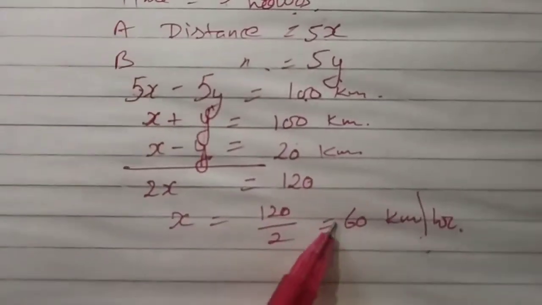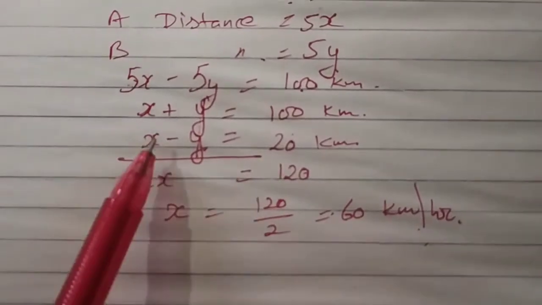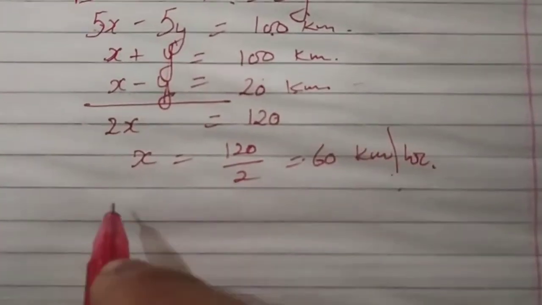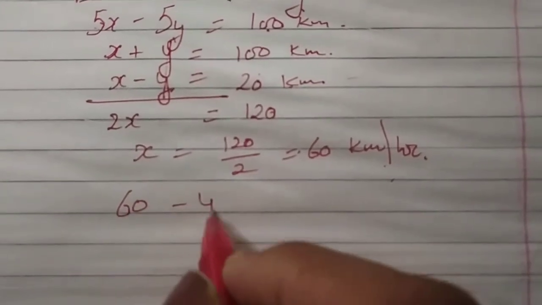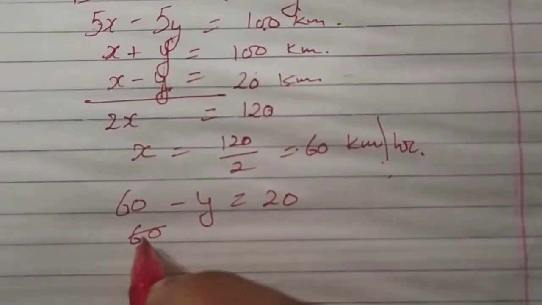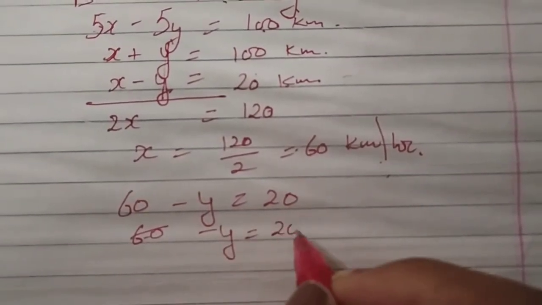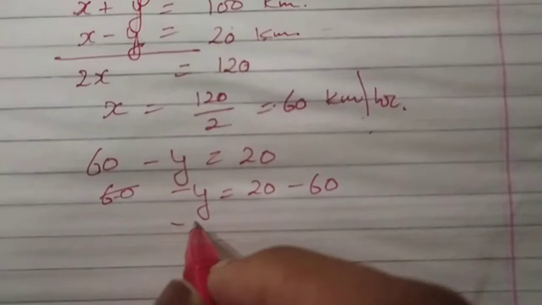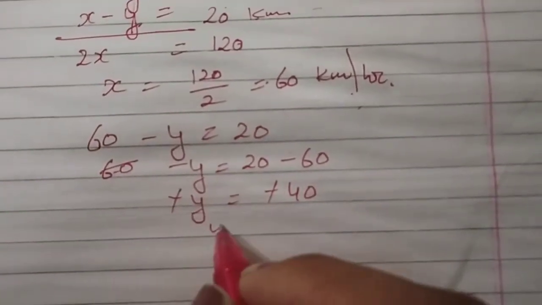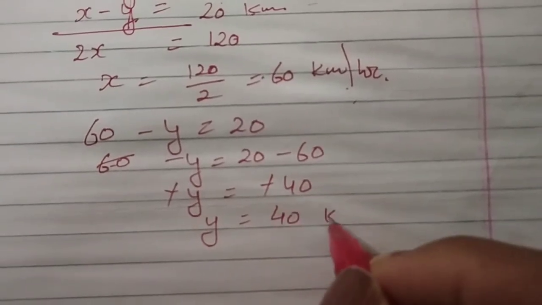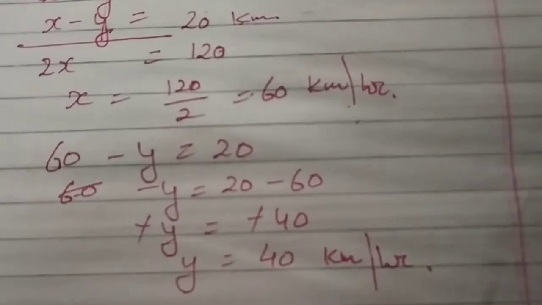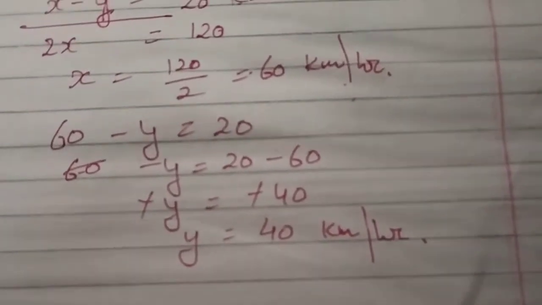Now we can get the speed of y also. So we can put in an equation, as like if I put in this equation, so it will be 60 minus y is equal to 20. So 60 minus y is equal to 20, y is 60 minus 20. So minus y is equal to minus 40. This is cancelled. So y is equal to 40 kilometer per hour. So we can say that these are the speeds of x and y.